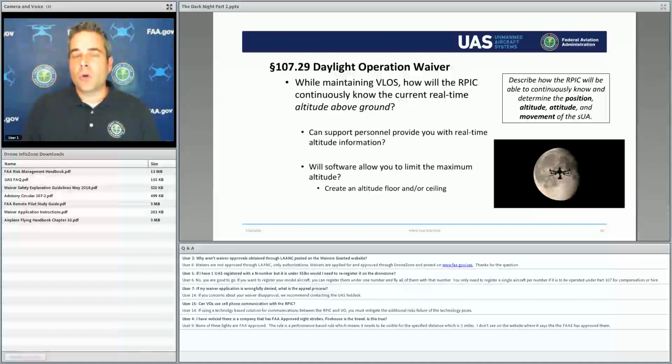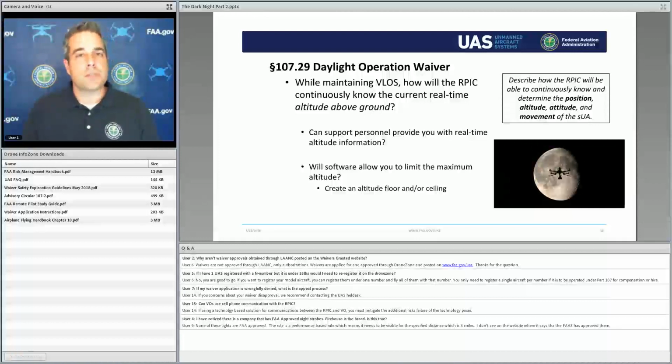What about altitude? How do you know the real-time altitude of the unmanned aircraft? Well, again, your telemetry data can help support your knowledge of the altitude, but can the software itself also limit how high your UAS is going to go? Or maybe during the mission, how low it's going to go?